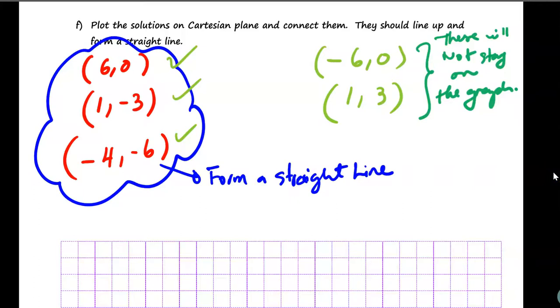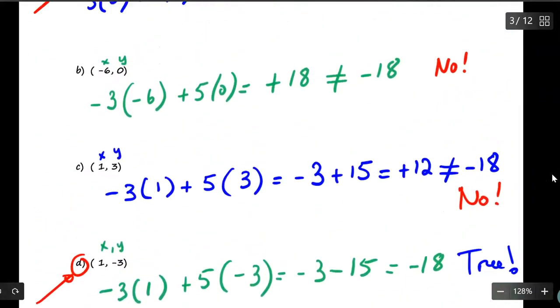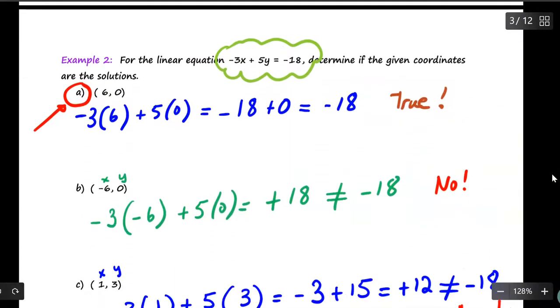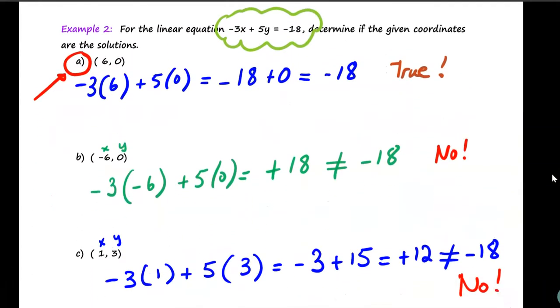Hello everyone. I would like to continue with the previous video. In the previous video, we were given 6 points and we needed to prove whether or not these coordinates are the solution for this equation right here: negative 3x plus 5y equals negative 18. What we did was substitute these values into this equation to make sure that the left-hand side equals the right-hand side. If it's equal to negative 18, then it means that the statement is true.